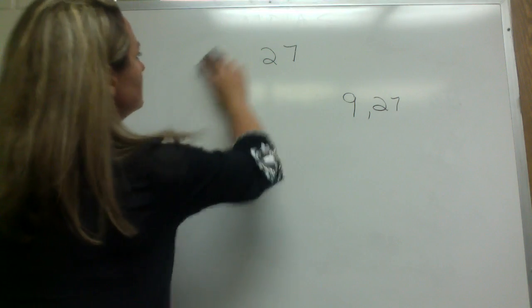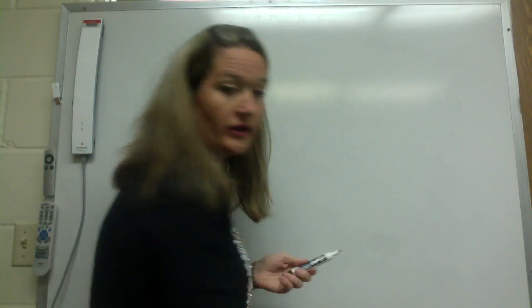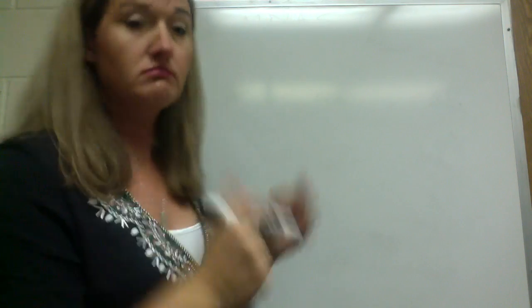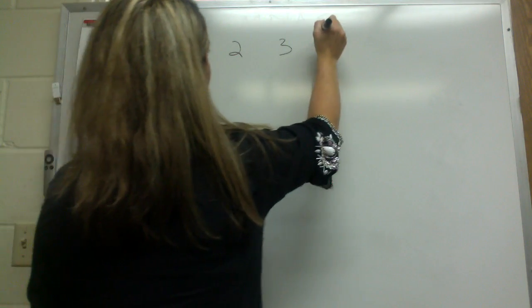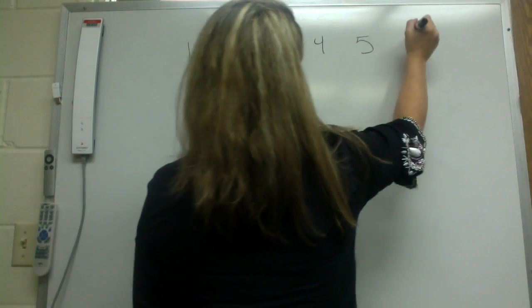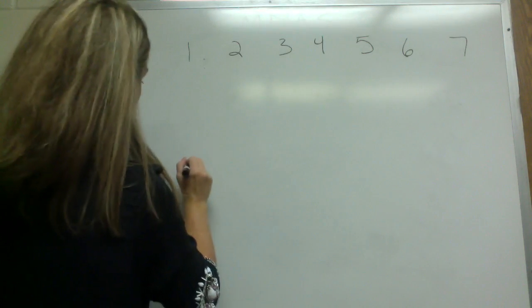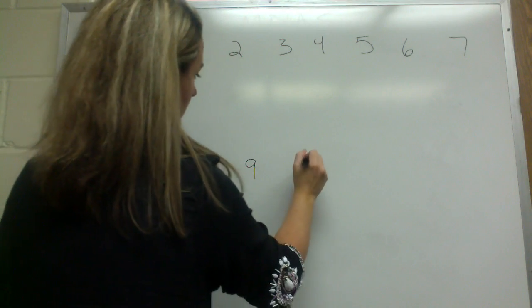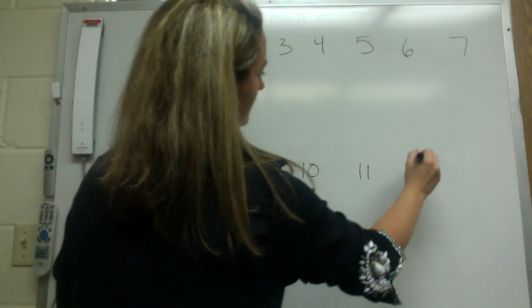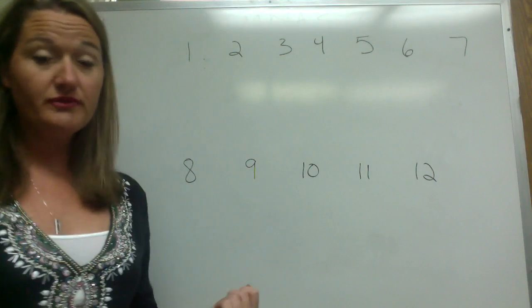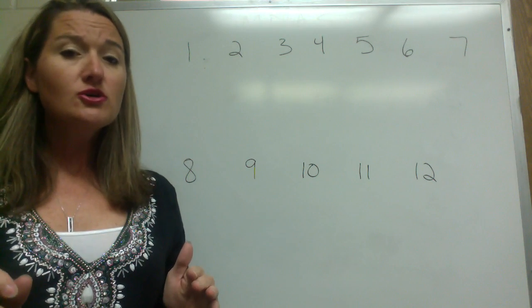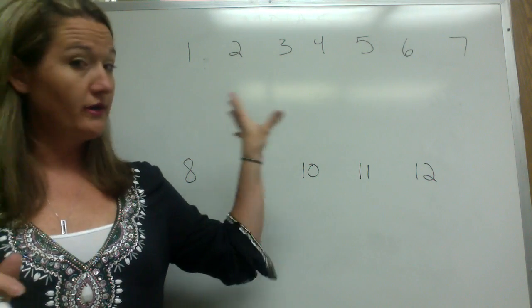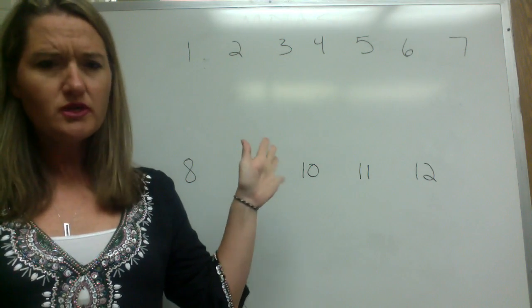Now we're going to talk about what a prime number is. I'm just going to list the first 12 numbers: 1, 2, 3, 4, 5, 6, 7, 8, 9, 10, 11, 12. We're going to talk about prime numbers, but before I get into that, we're just going to write all the factors down for all these numbers. Shouldn't be too many because they're pretty small numbers.